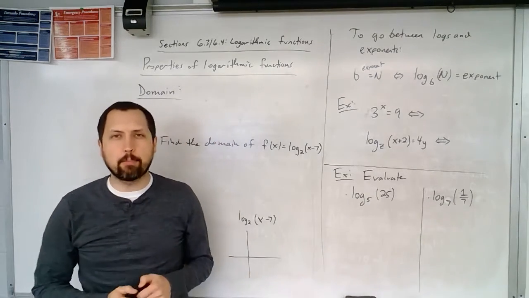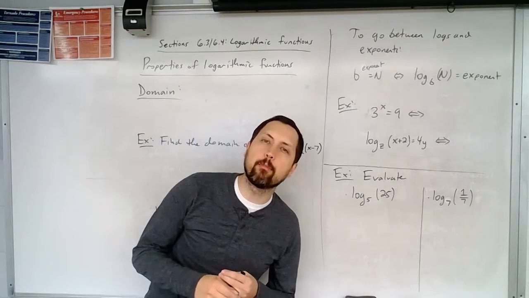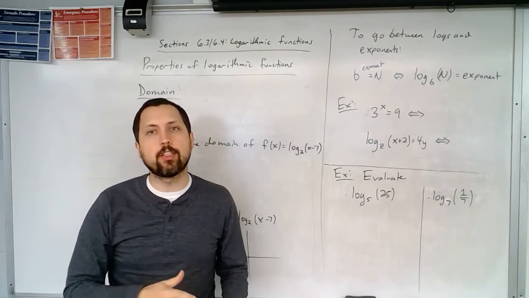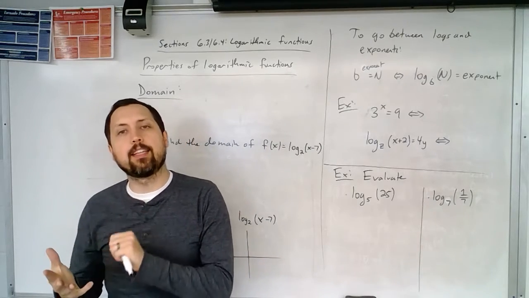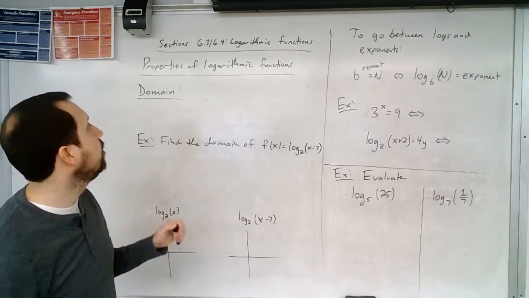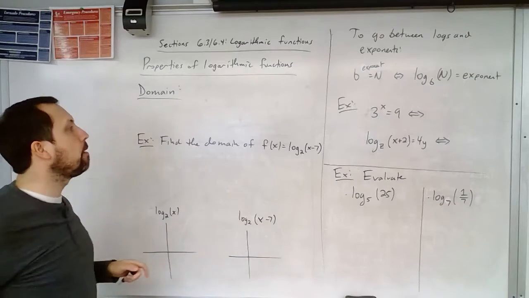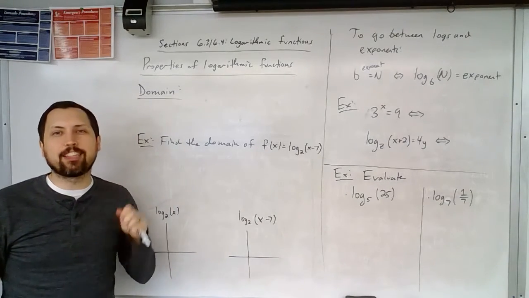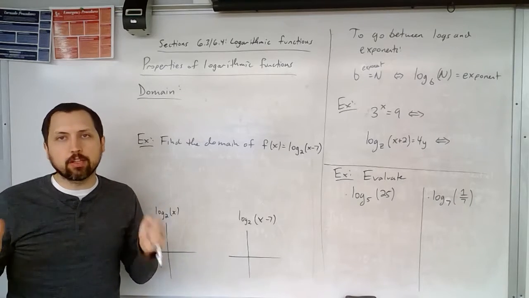Let's take a look at some properties of this new logarithmic function. So remember, the inverse of an exponential function is a logarithmic function. That means that the inverse of a logarithmic function is an exponential function. Okay, so one of the most important properties of logarithmic functions is that the domain is not all real numbers. Right?